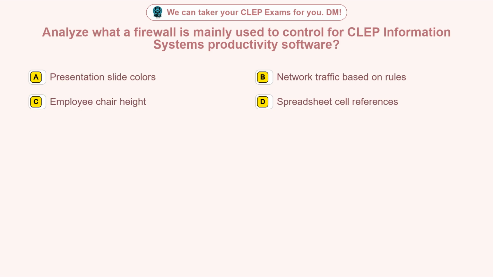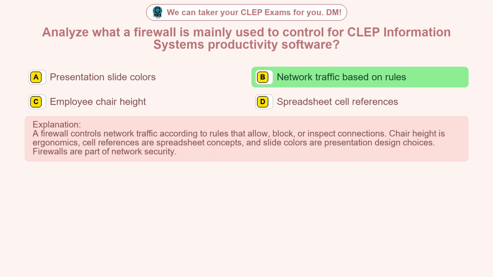Question 48. Analyze what a firewall is mainly used to control for CLEP Information Systems productivity software. Option A. Presentation slide colors. Option B. Network traffic based on rules. Option C. Employee chair height. Option D. Spreadsheet cell references. The correct answer is option B. Network traffic based on rules.